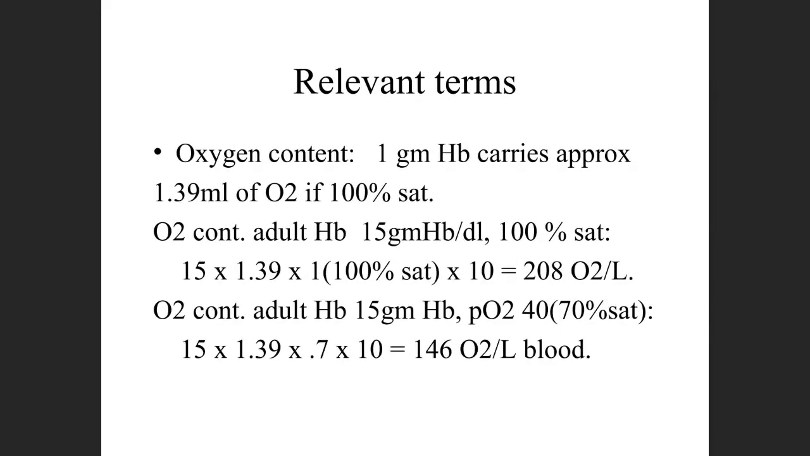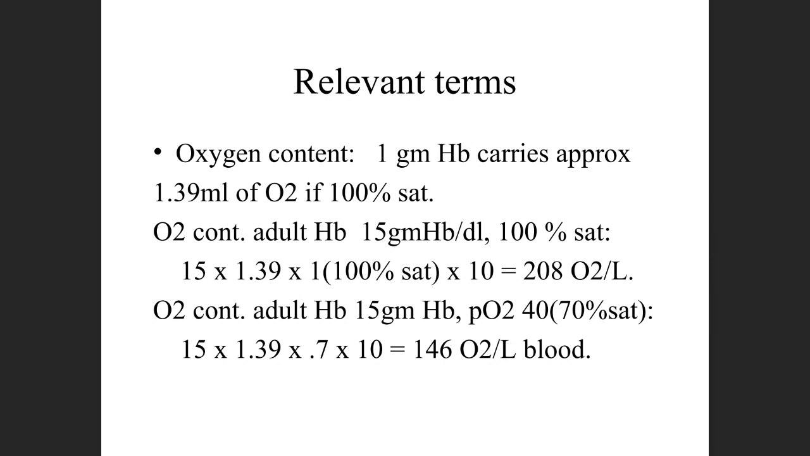The oxygen content may actually be calculated because there is a constant where 1 gram of hemoglobin requires approximately 1.39 mils of oxygen at 100% saturation. So if you know the level of the hemoglobin and the percentage saturation, then you can calculate the oxygen content using the constant of 1.39.